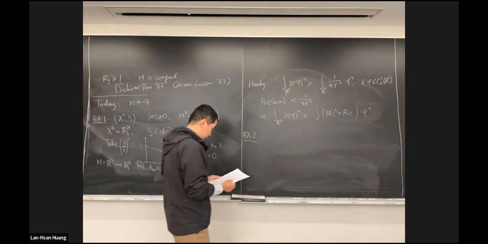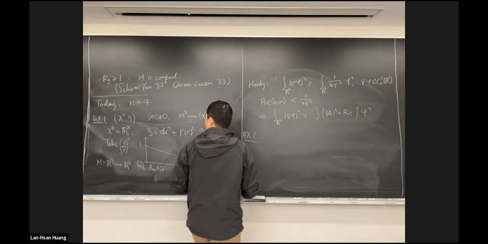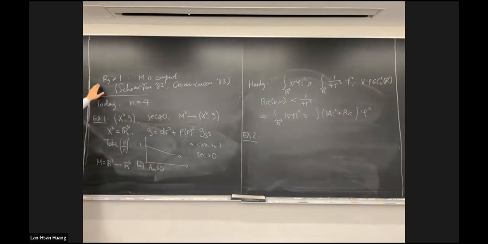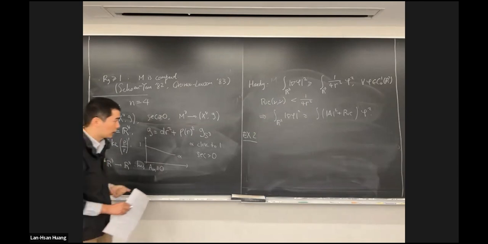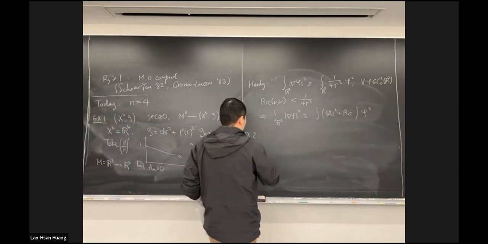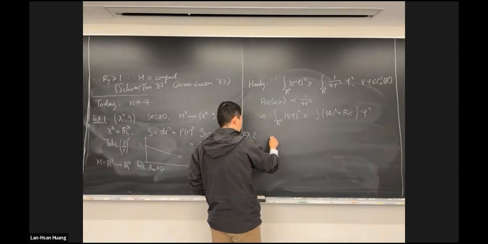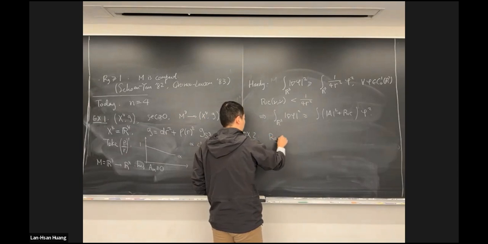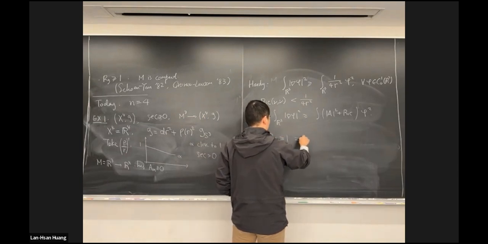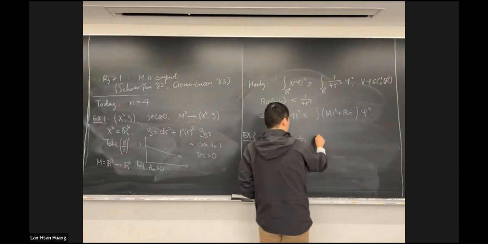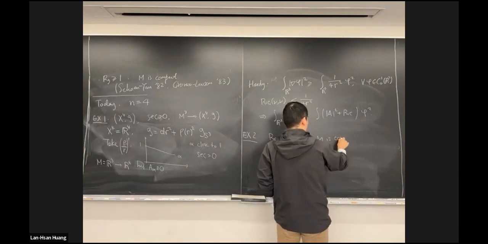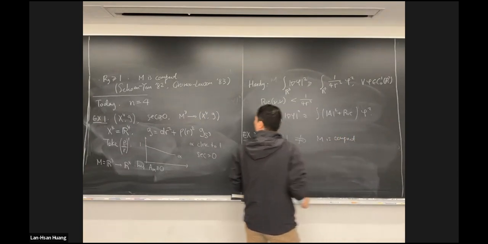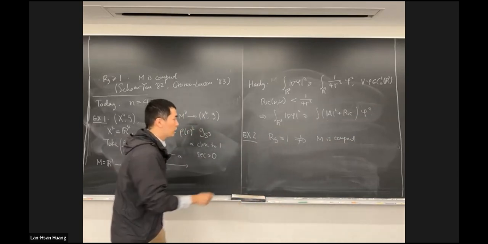Okay, so the next example is, remember when in three manifolds, if you assume ambient scalar curvature strictly positive, then you have compactness. This is not true in higher dimensions. So what you can do is, let me maybe write a conclusion. So this is: R_G strictly positive does not imply M is compact. Okay, and this is quite easy to construct.